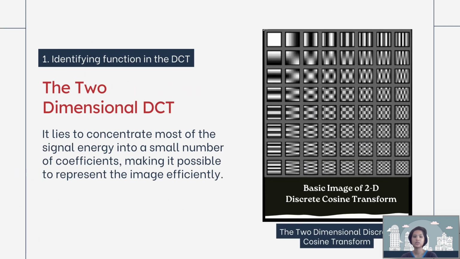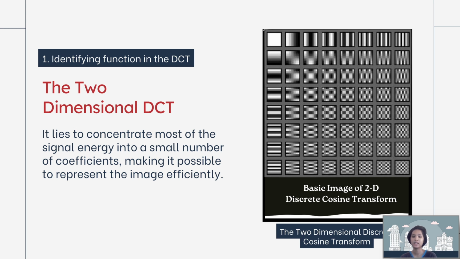Next, it is the two-dimensional discrete cosine transform. It is an extension of the one-dimensional DCT to two-dimensional data, such as images or matrices. The two-dimensional DCT breaks down an image into its frequency components by decomposing it into a sum of cosine functions in both horizontal and vertical directions.